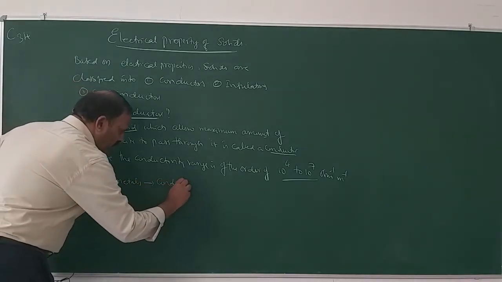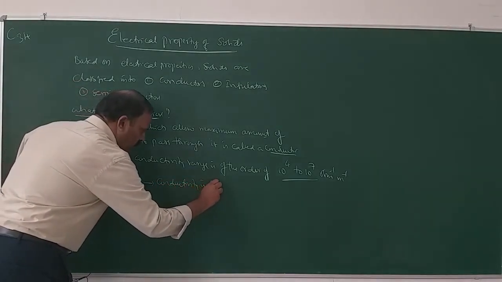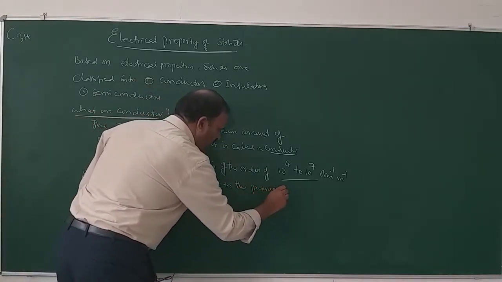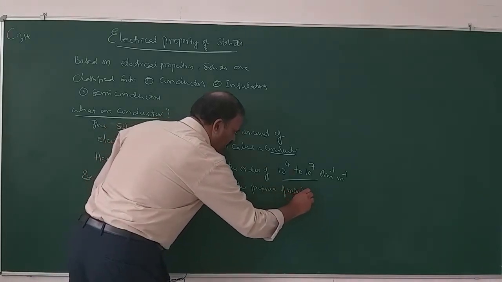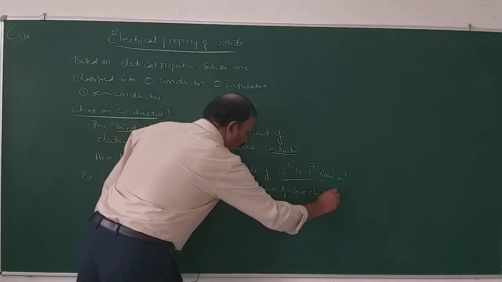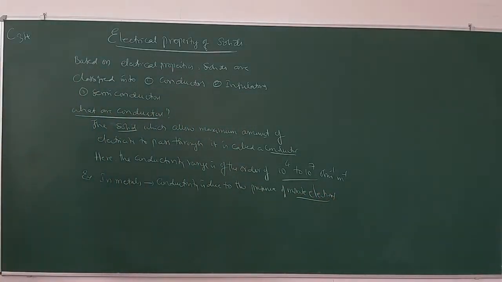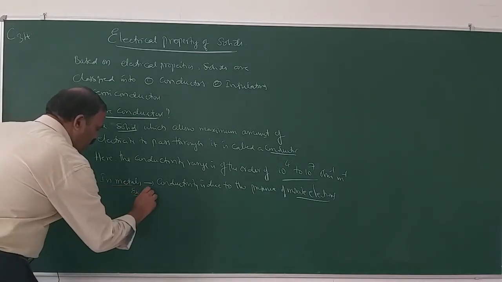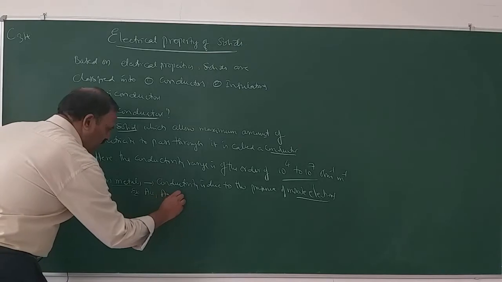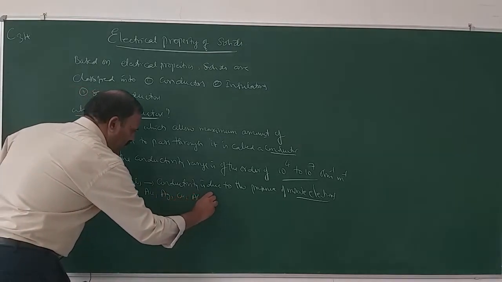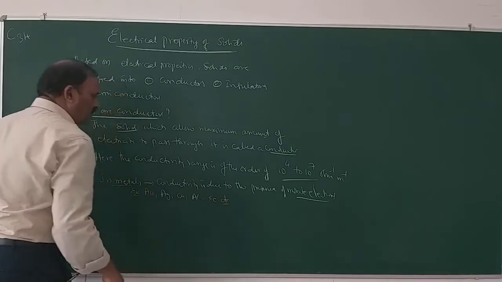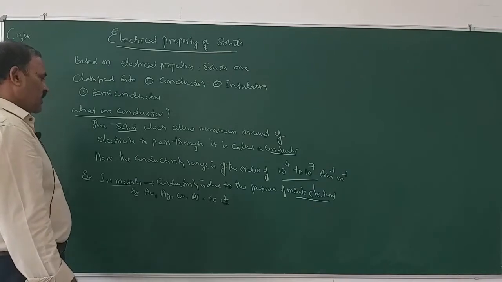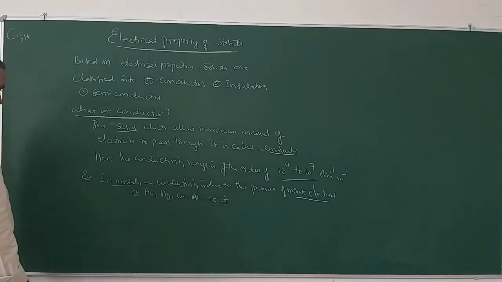In metals, conductivity is due to the presence of mobile electrons. Examples for metals: gold, Ag, copper, Al, Fe, etc. These are conductors. Here in metals, mobile electrons are responsible for the conductivity of electricity.